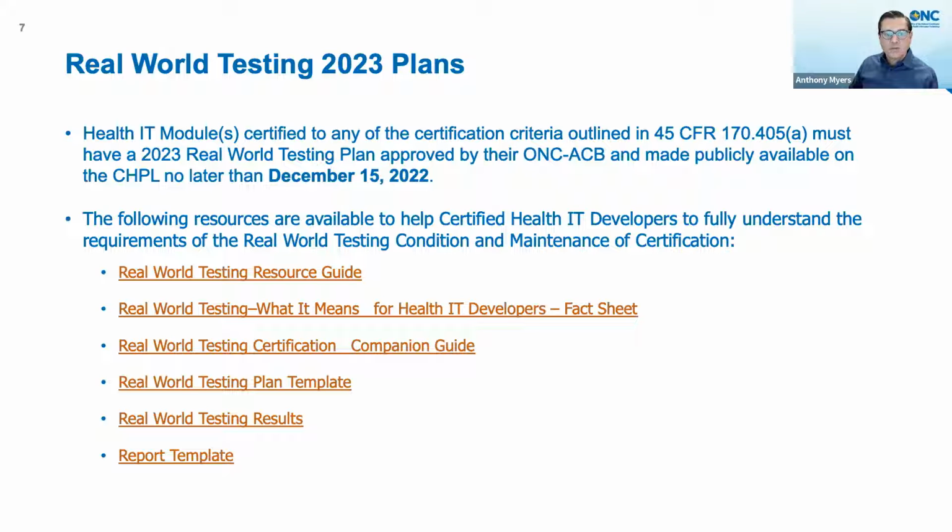So real world testing: any of the health IT modules certified to any of the criteria listed in 45 CFR 170.405(a). Sarah has a slide on all these criteria for your reference, but developers have to have their 2023 real world testing plans approved by their ACB and also made publicly available on the certified health IT product list by December 15th. So again, a lot of those internal deadlines are coming up or today. So a lot of that is in the works, and Sarah is going to go into more detail. Again, here are some links provided. You'll see those under program resources, which was the third link that we provided. So next slide, please.